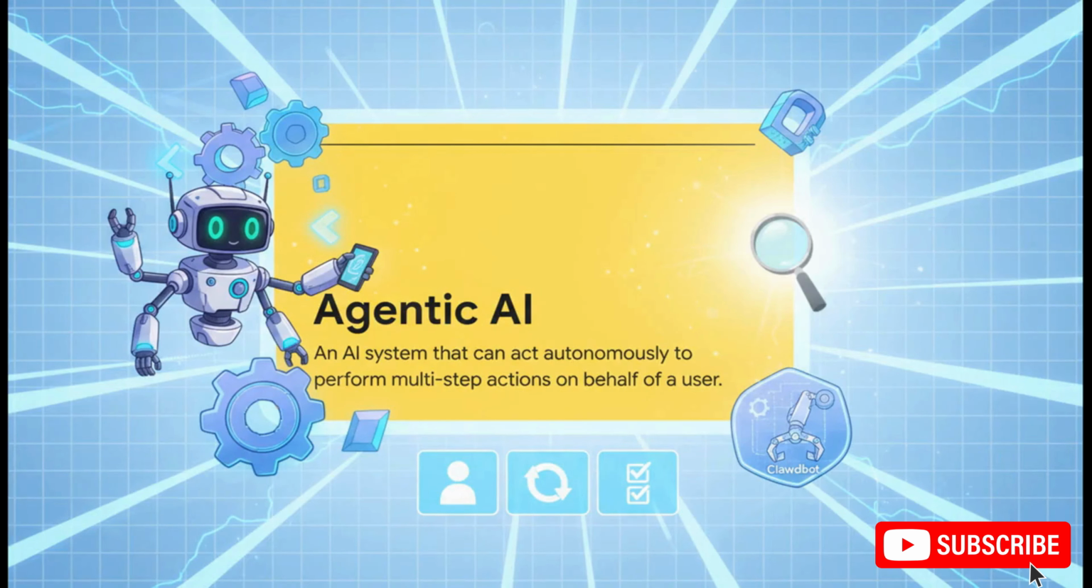Now, the fancy technical term for this is agentic AI. And all that really means is you've got an AI system that doesn't just respond to you. No, it acts autonomously. It can perform a whole series of complex, multi-step actions all by itself to achieve a goal that you've given it. And believe me, that is a huge leap from just asking an AI to write a quick paragraph.